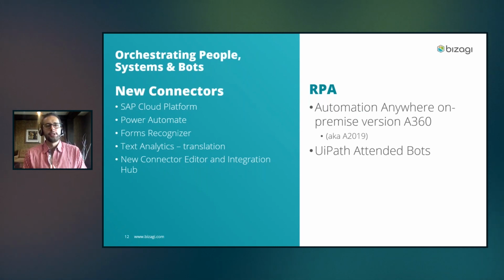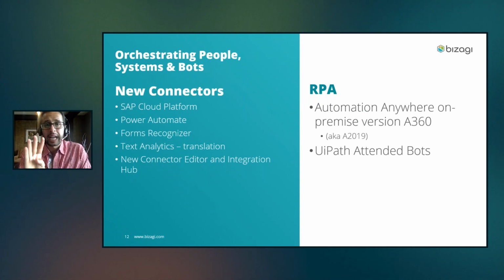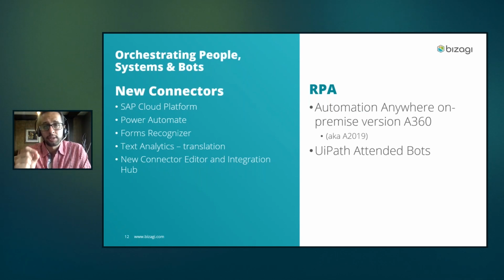But in terms of this first directive, what I would like to present is two different sections here, connectors and RPA. From the connectors perspective, we are presenting the following elements. I'm going to go into detail on each of them in just a couple of seconds. We're presenting SAP Cloud Platform Connector, Power Automate Connector, Phone Recognizer, Text Analytics and Translation, and the new connector hub, the new integration hub that is also part of the new connector editor that we have over here.